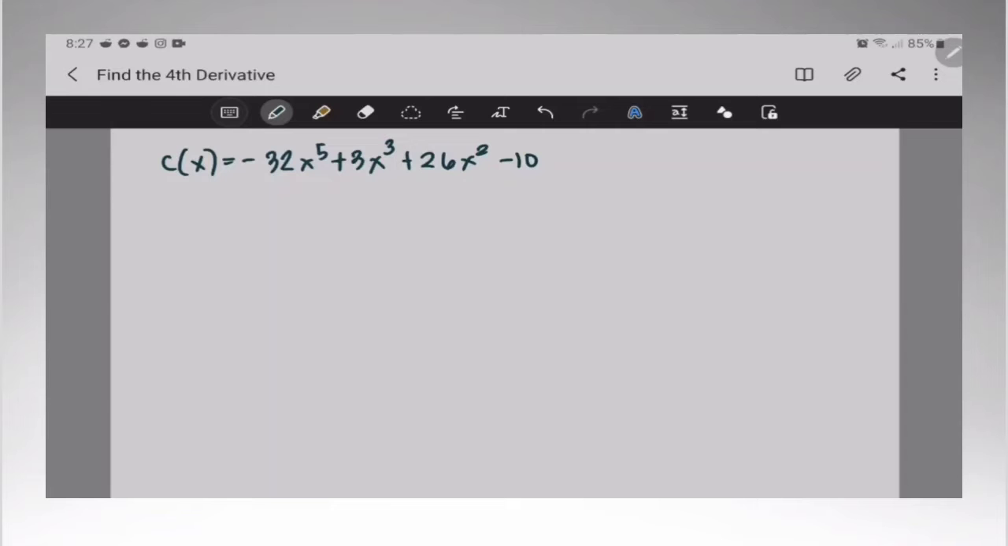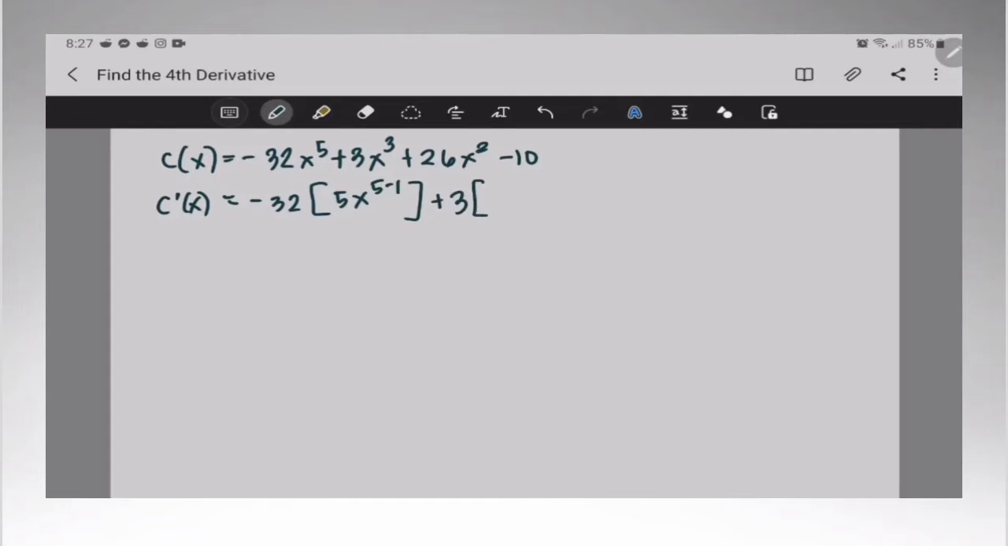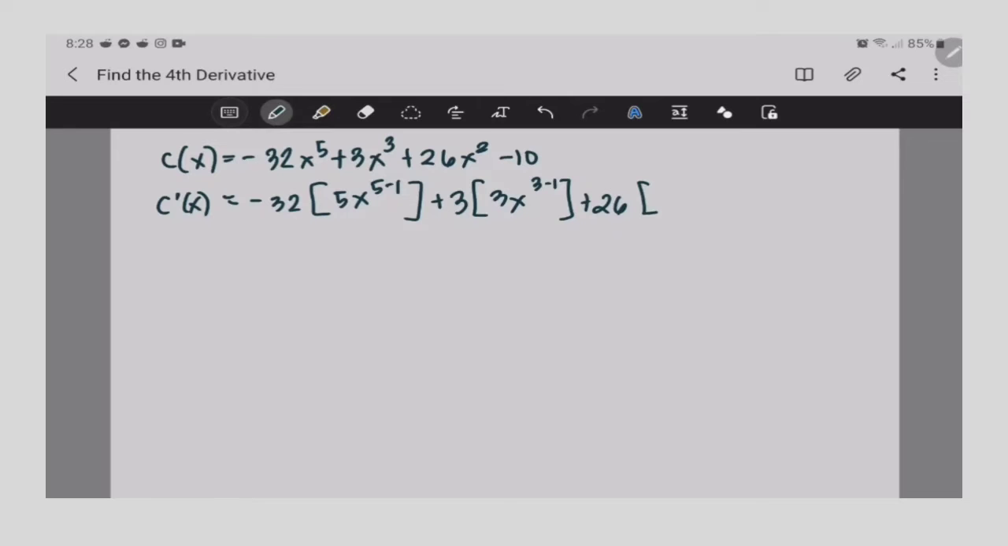So in finding the derivative, we have to use theorem number 6, which is the derivative of sum and difference of a function. So the first derivative of c of x is equal to negative 32 times the quantity of 5x raised to the power of 5 minus 1 plus 3 times the quantity of 3x raised to the power of 3 minus 1 plus 26 times the quantity of 2x raised to the power of 2 minus 1 minus 0.